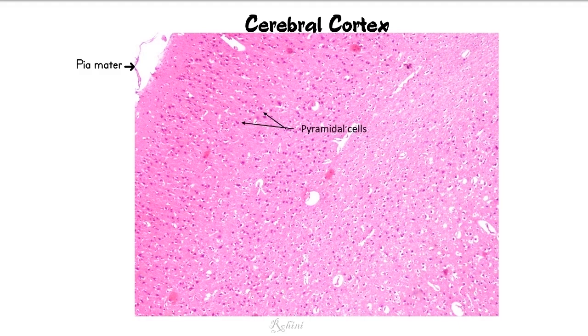Though it is difficult to clearly differentiate the various layers, we can identify the pyramidal cells by their shape. The size of pyramidal cells keeps increasing as we go deeper, from small, medium and large pyramidal cells.